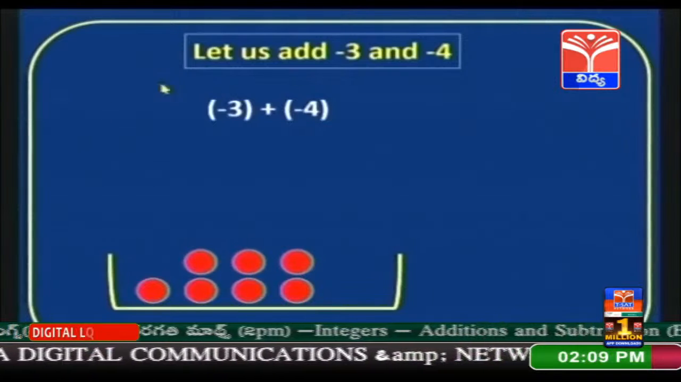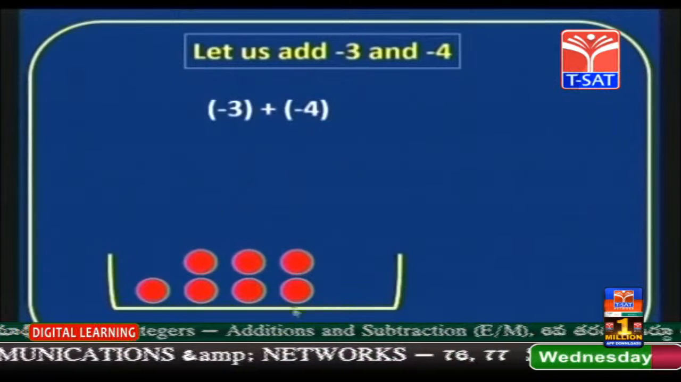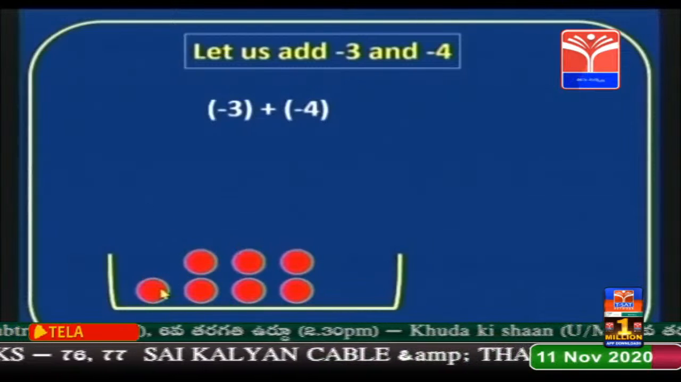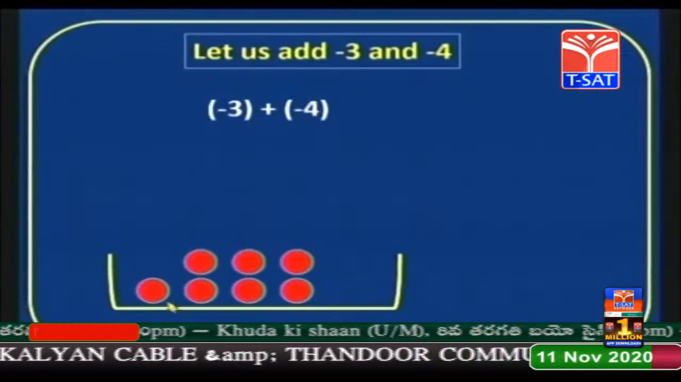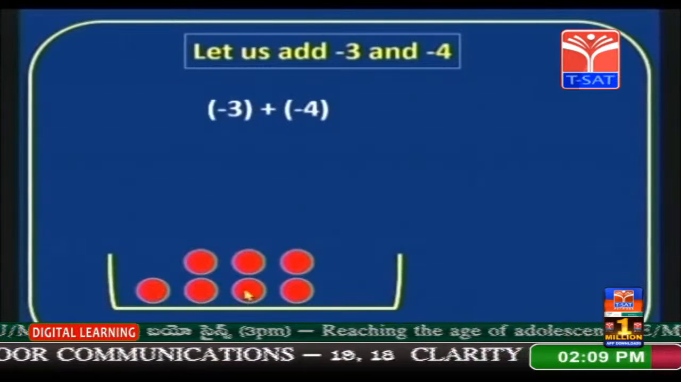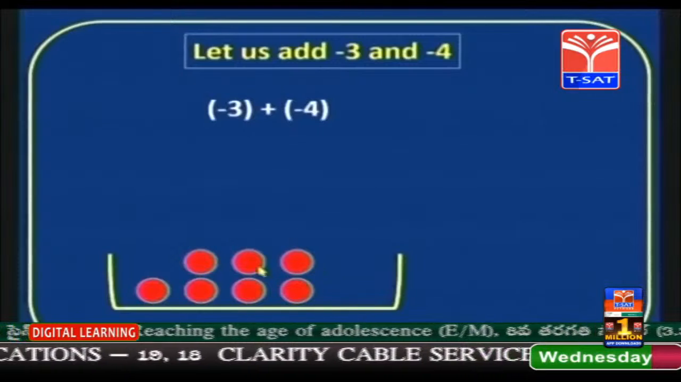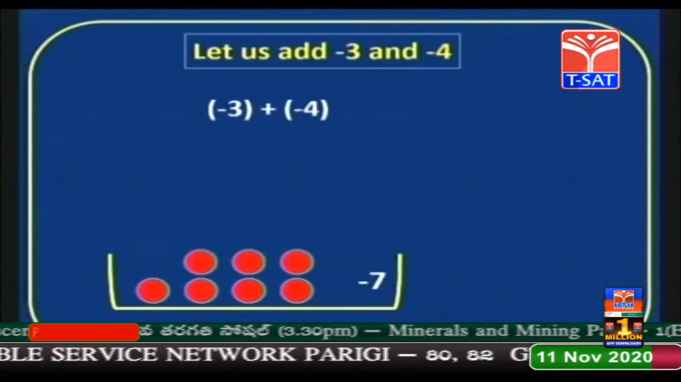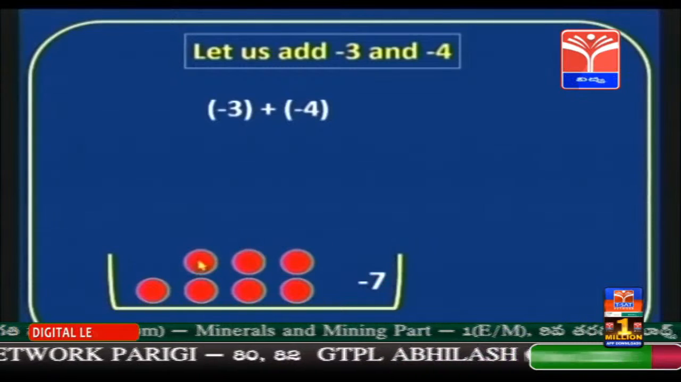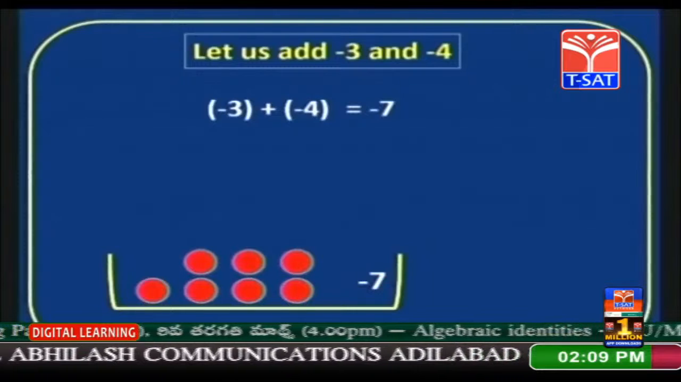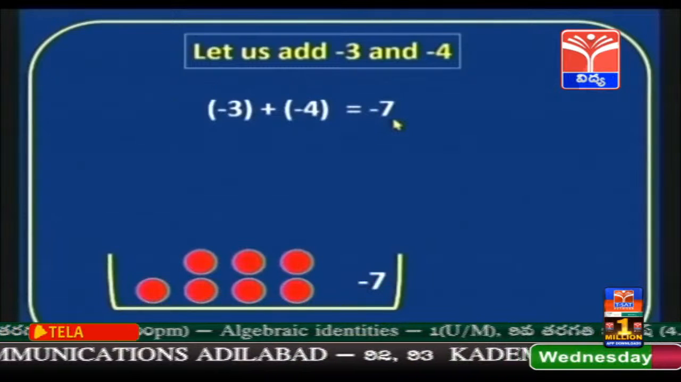Okay children, now can you make any pairs here? No. Why? We have only red coins, we do not have any yellow coin. So what you have to do? You have to count the number of red coins. 1, 2, 3, 4, 5, 6, 7. So the answer is minus 7. Why? Because these are negative counters. So minus 3 plus of minus 4 is equal to minus 7.